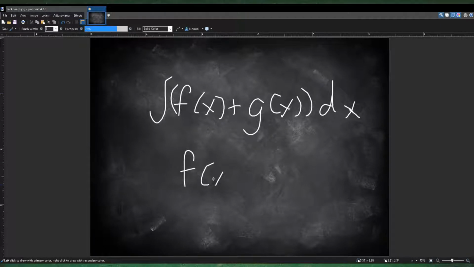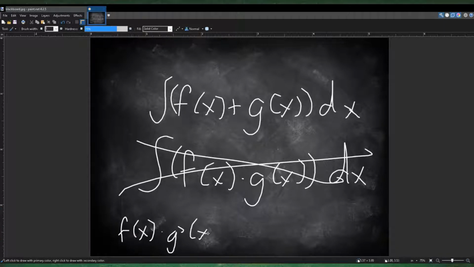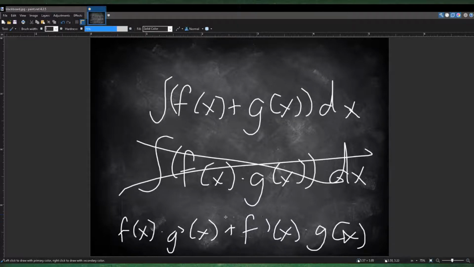You cannot use this for f of x times g of x, which we also covered in our previous video, but just briefly. The reason is that if you take the derivative of f of x times g of x, you have the original function times the derivative plus the derivative times the original function of the other one. So it looks like this. You cannot do the integral of f of x times the integral of g of x. You can't separate them, so it does not work. It's because of how the product rule works for derivatives.